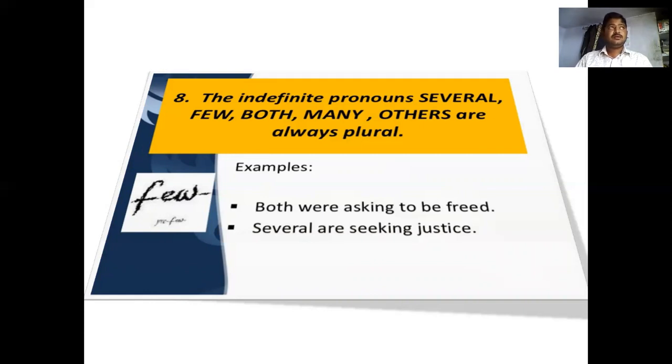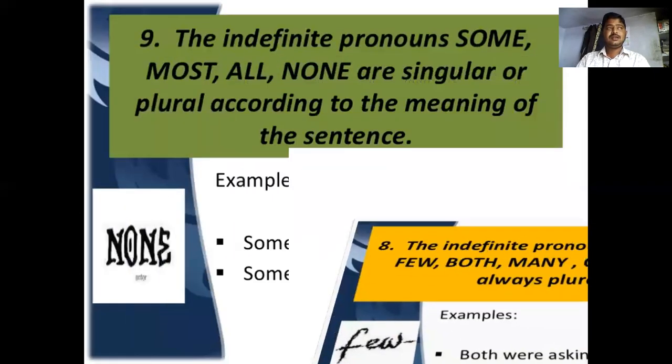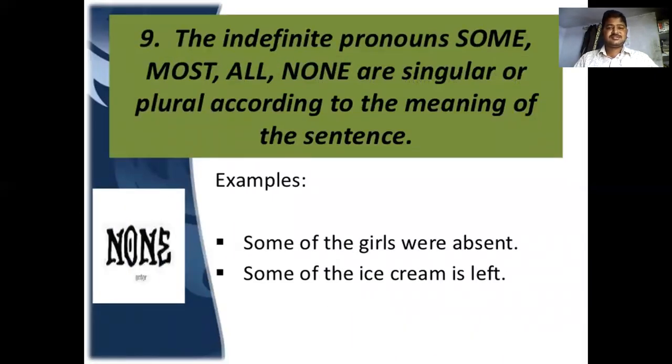Another example: several are seeking justice. The indefinite pronouns like some, most, all, none are singular or plural according to the meaning of the sentence. Some may be singular or plural. Most, we can take most of the boys, most of the girls. According to the subject, we have to go with the meaning of these particular words which act as the subject.